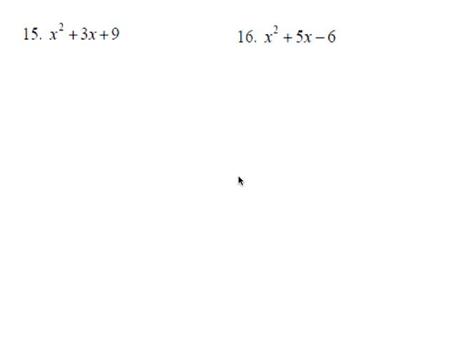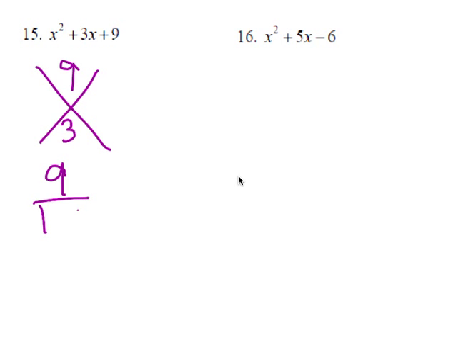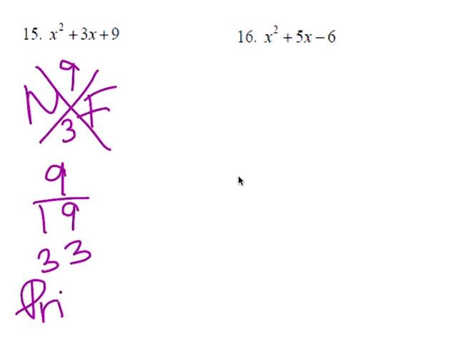So let's take a look at number 15. So we're multiplying to 9 and adding to 3. Well, things that multiply to 9, 1 and 9, 3 and 3. Are any of those going to add to 3? No. So this one is also not factorable, which means it is prime. So now let's take a look at number 16.